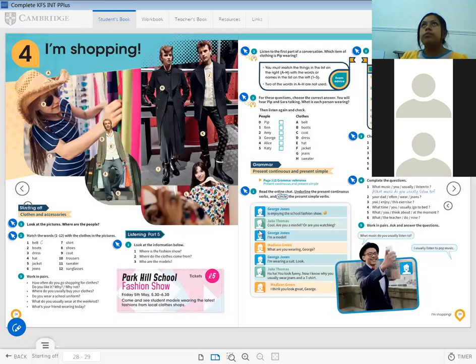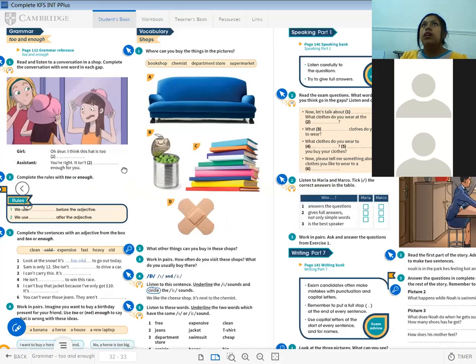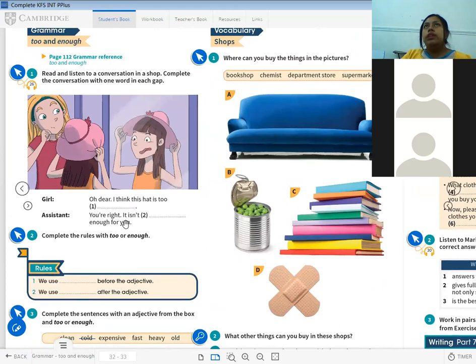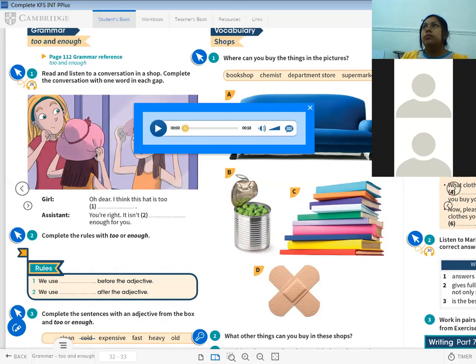Let's see. Okay, now we are going to listen. First we are going to read the conversation and then we are going to complete the conversation with one word in each gap. Oh dear, I think this hat is too. You are right. It isn't enough for you. We just have to use too or enough. But we are also going to listen. Okay, let's listen. Unit 4. Grammar. Exercise 1.